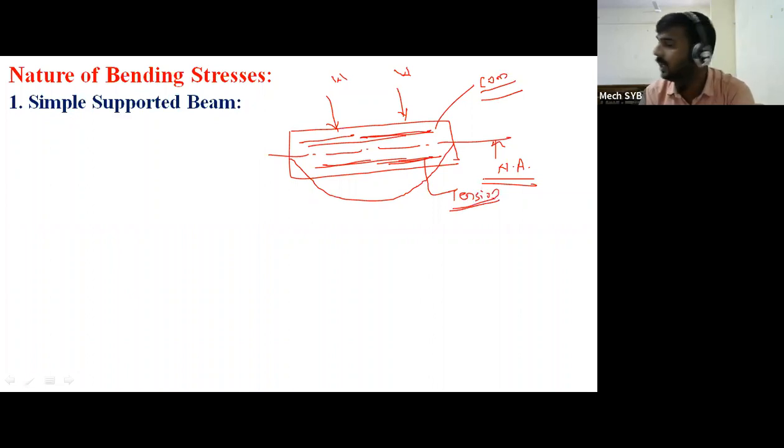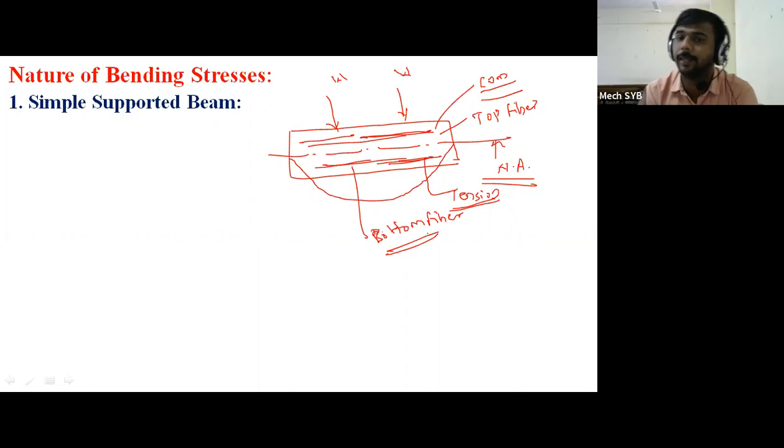Which words have I mentioned here? Above the neutral axis, below the neutral axis. Sometimes for your MCQ examinations, what do we call the portion above the neutral axis? Top fiber. Please keep in mind. And the portion below the neutral axis, what do we call it? Bottom fiber. Because in your MCQ based examinations, they are not using words like the portion which is above the neutral axis, the portion which is below the neutral axis. Such words they are not mentioning in the statement.